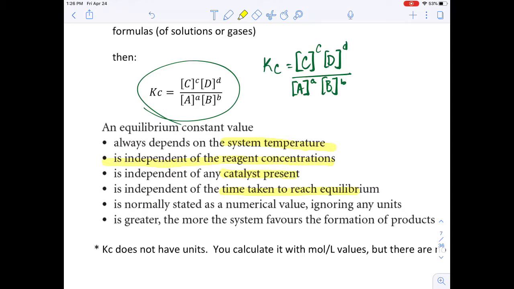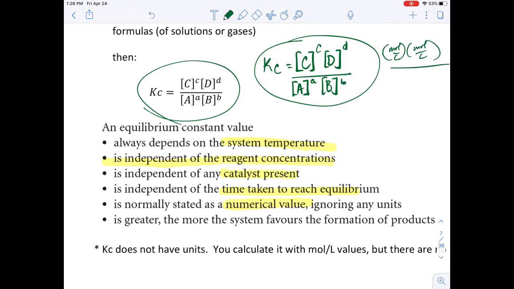The Kc, equilibrium constant, is a numerical value. It's not that there couldn't be units, it's that we ignore them because the units are different depending on what you've got. So for instance, if we had this equation, I'd have mole per liter times mole per liter.